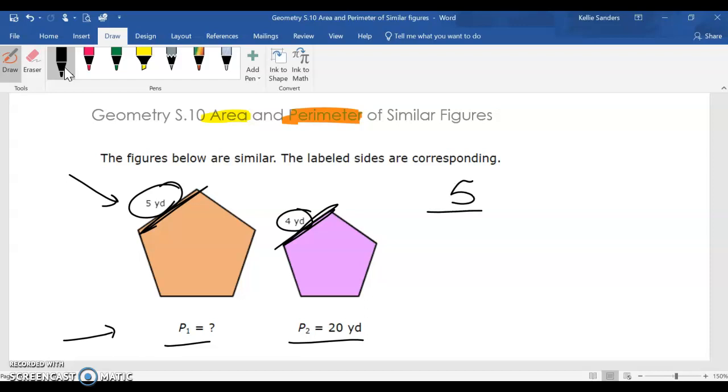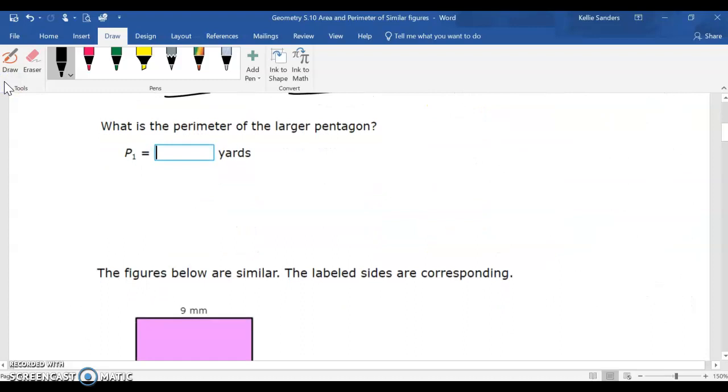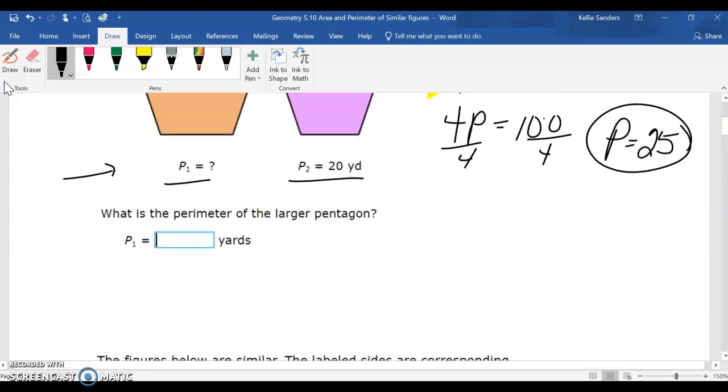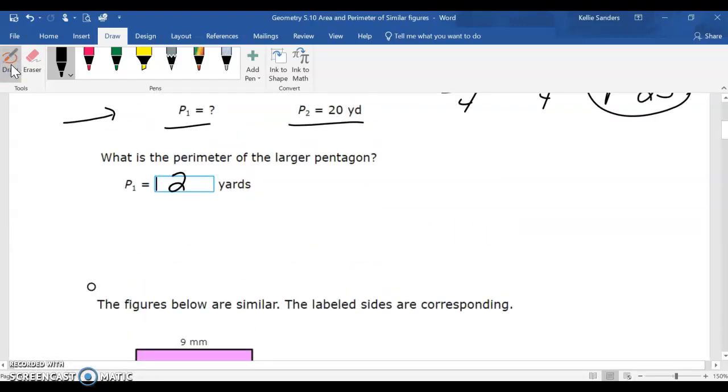So we have 5 is to the perimeter of 1 as 4 is to the perimeter of 2, which is 20. So if we cross multiply, we have 4 times P equals 5 times 20, which is 100. So we divide by 4. So the perimeter of 1 is 25. And it says, what is the perimeter of the larger pentagon? So you would have put 25 in that box.